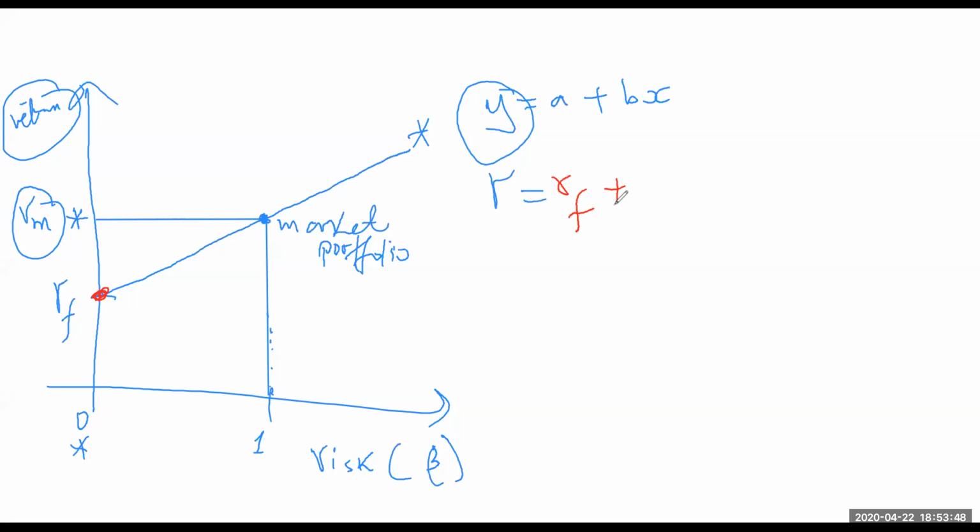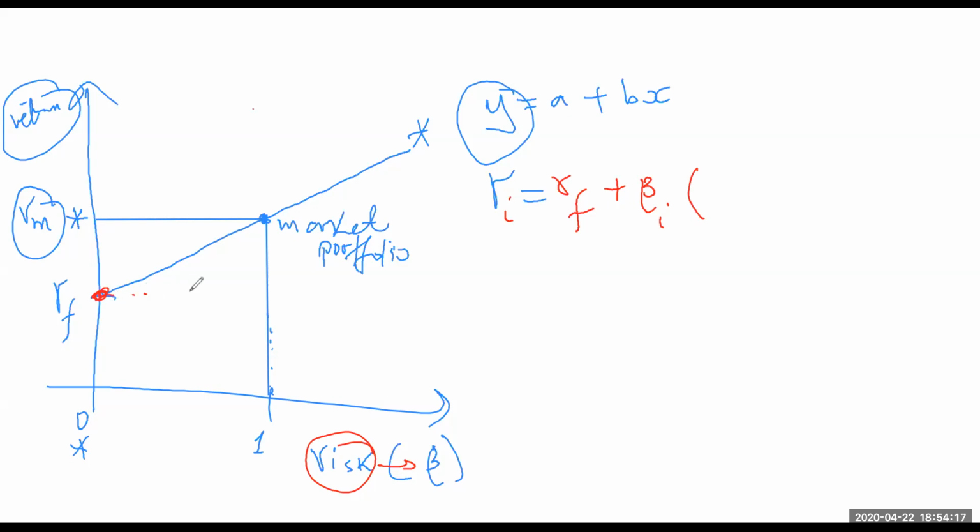Now, what is x? x is the independent variable, which in this case is risk. And here the risk is measured by the beta coefficient, the beta coefficient of that particular security i. Now what is b? The b is simply our gradient.